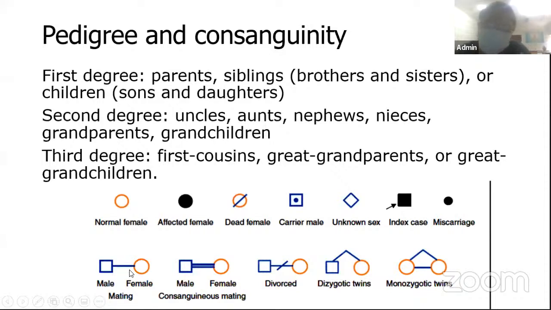This line denotes mating, and two lines together is like consanguineous mating. This consanguinity can be first degree, second degree, or third degree. The first degree is parents and siblings, which is incest. Second degree is with uncles, aunts, nephews, nieces, grandparents, or grandchildren. And the third degree that we usually see here is marrying a first cousin, great grandparents or great grandchildren.